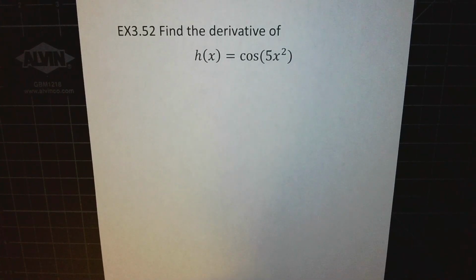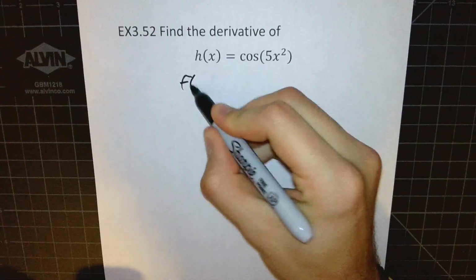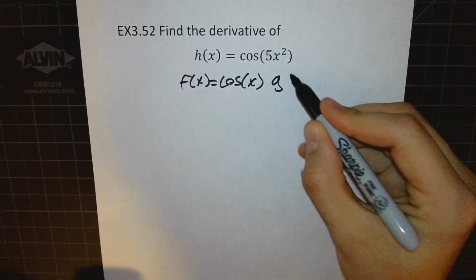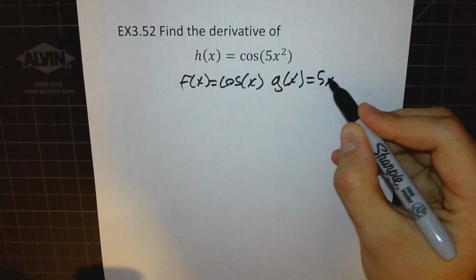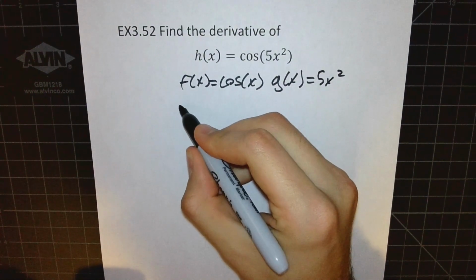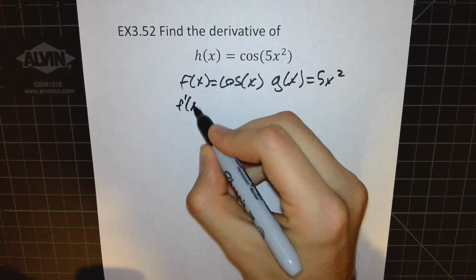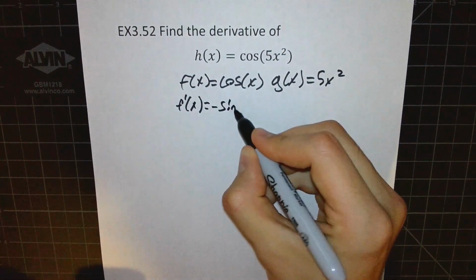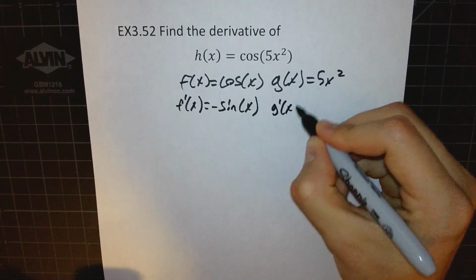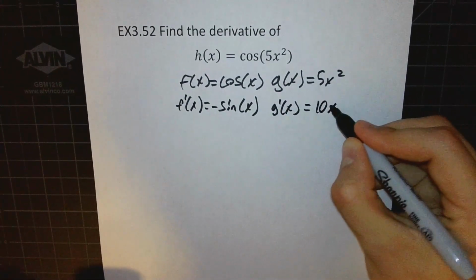All right, here is our last and final chain rule example. So luckily this one, we don't really need to do any shell game. We can tell that our f of x is going to be equal to cosine x, and our g of x is going to be equal to 5x squared. Wonderful. So now we'll have f prime of x be negative sine x, and we'll have our g prime of x be equal to 10x.